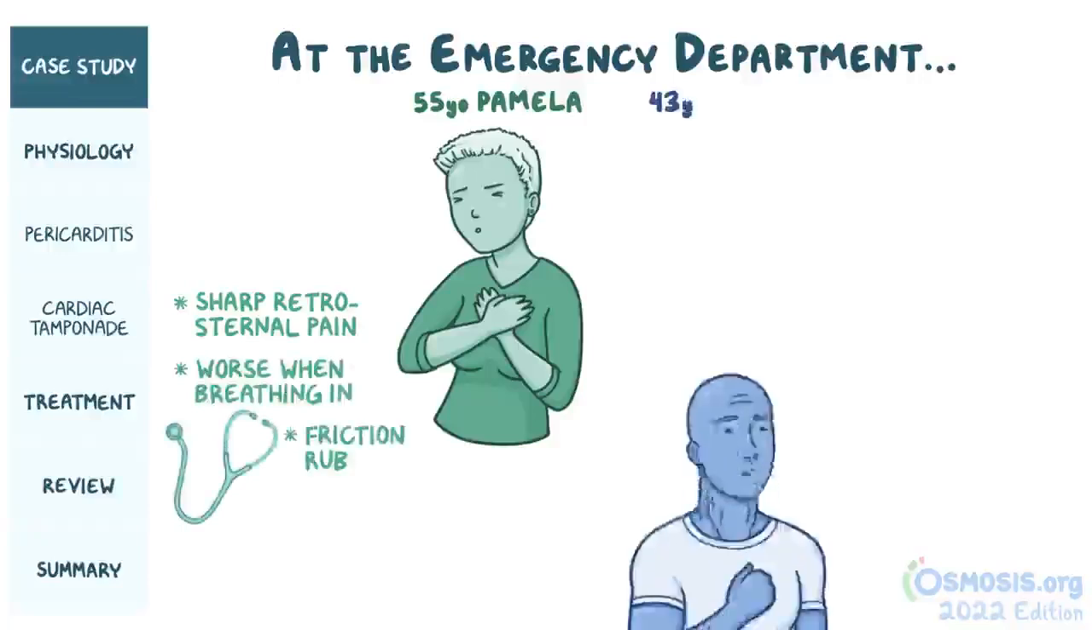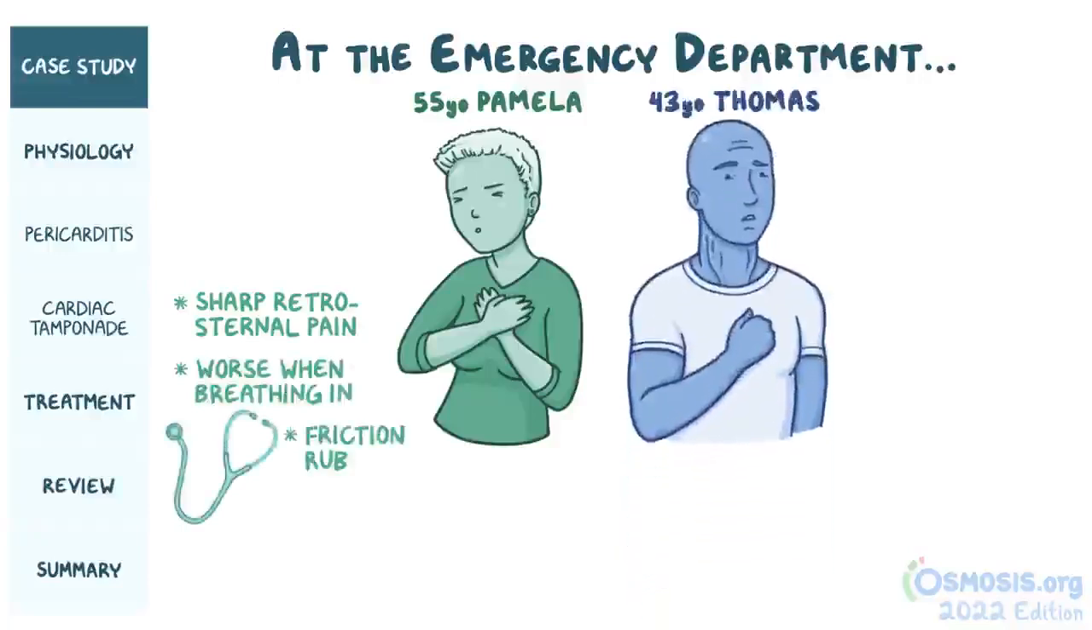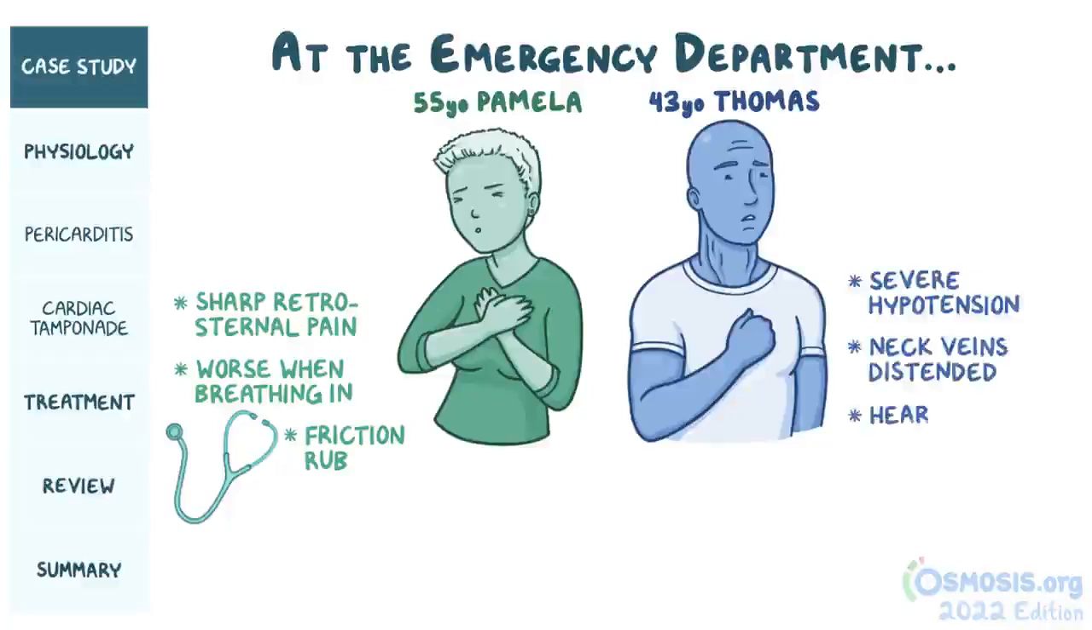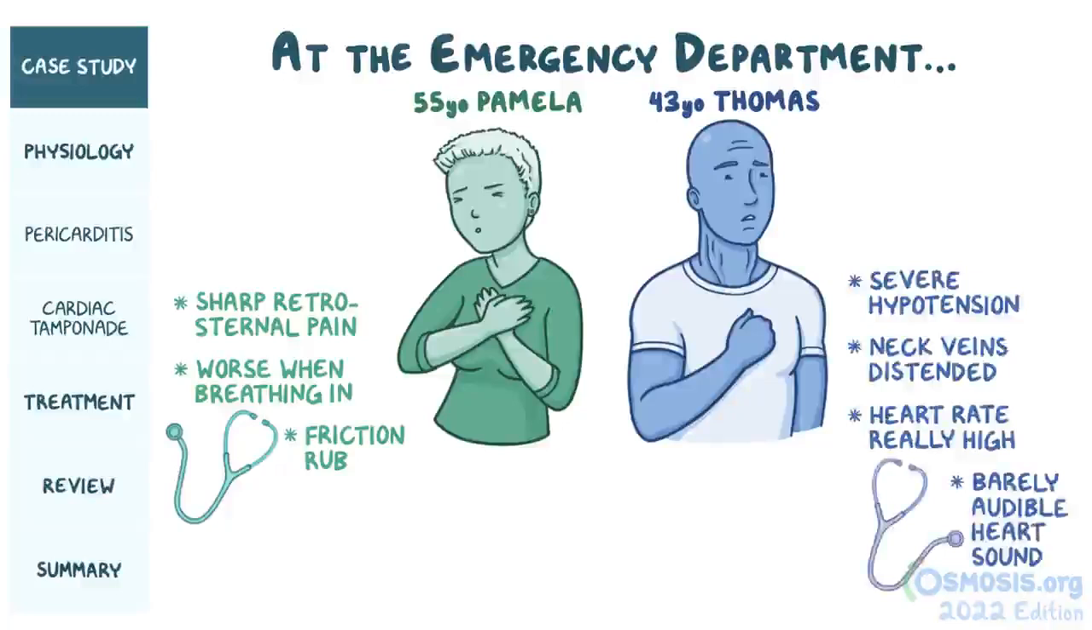The other person is 43-year-old Thomas, who had been in a car accident and now presents severe hypotension, and on physical examination, his neck veins are distended and his heart rate is really high. On chest auscultation, there's barely audible heart sounds.